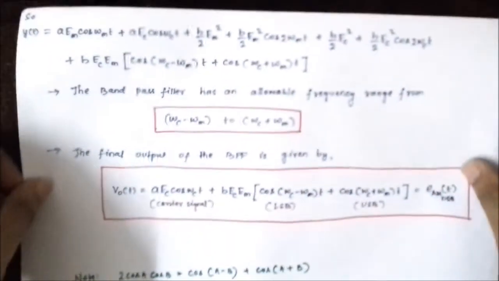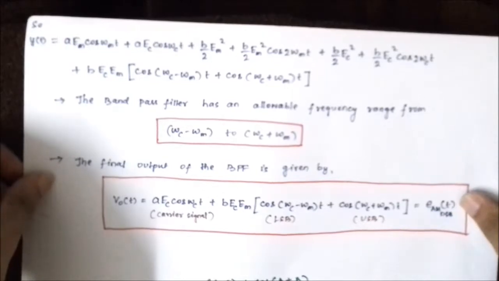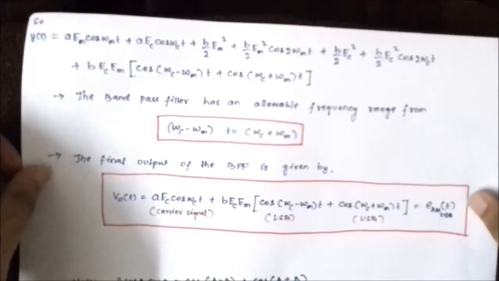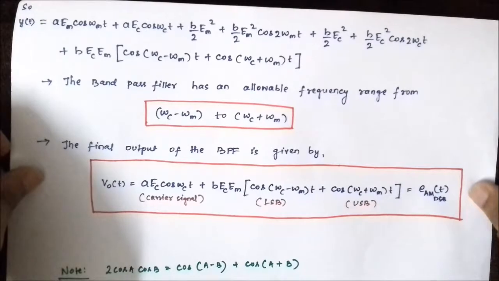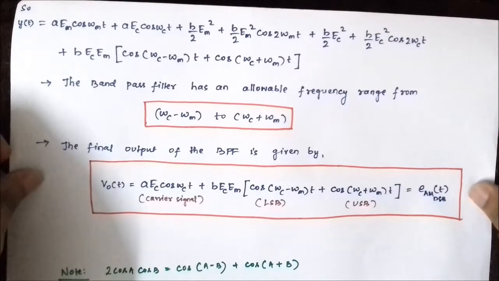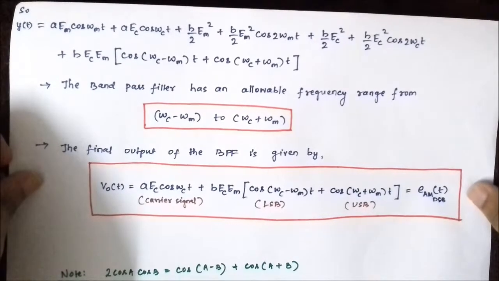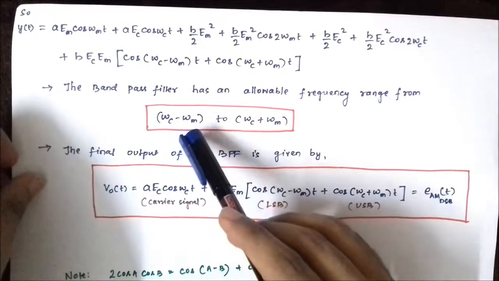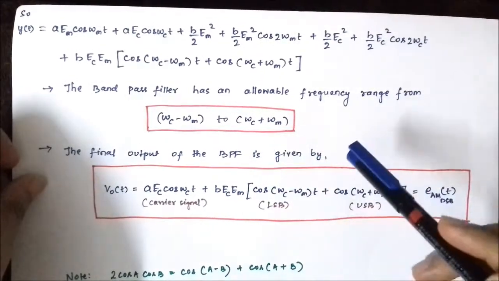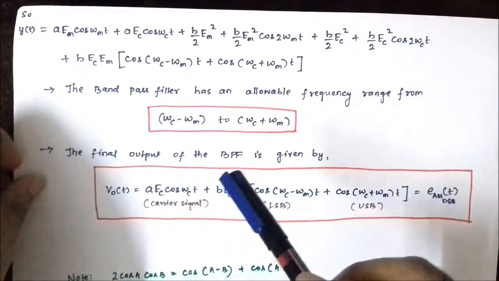Okay, so now this is the output of the nonlinear diode, which is fed to the band pass filter. So we need the carrier signal component and the lower and the upper sideband. So for that, we choose the pass band frequency of the band pass filter from ω_c minus ω_m to ω_c plus ω_m. Any frequency component within this range will be passed, anything lower or above it will be attenuated or blocked.